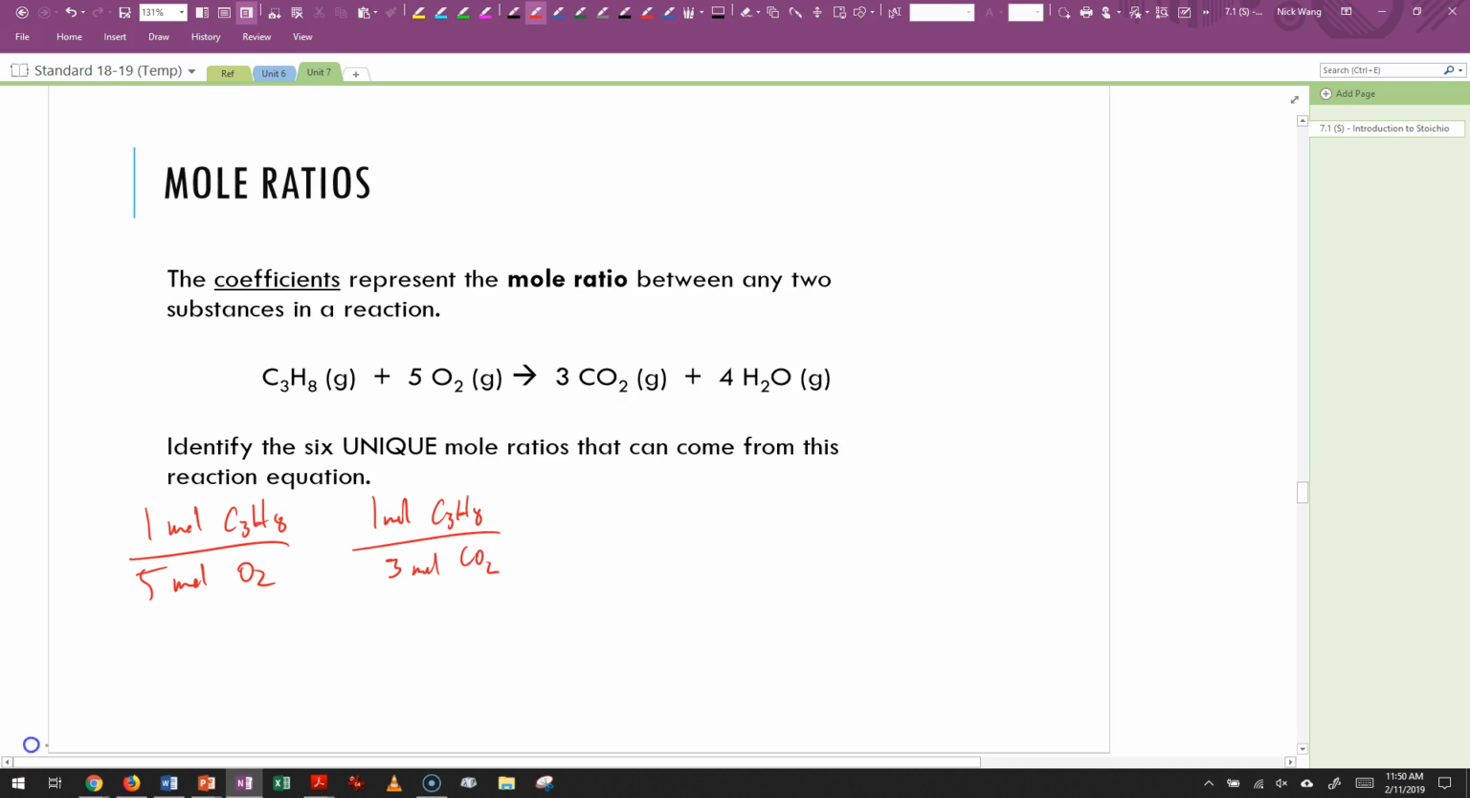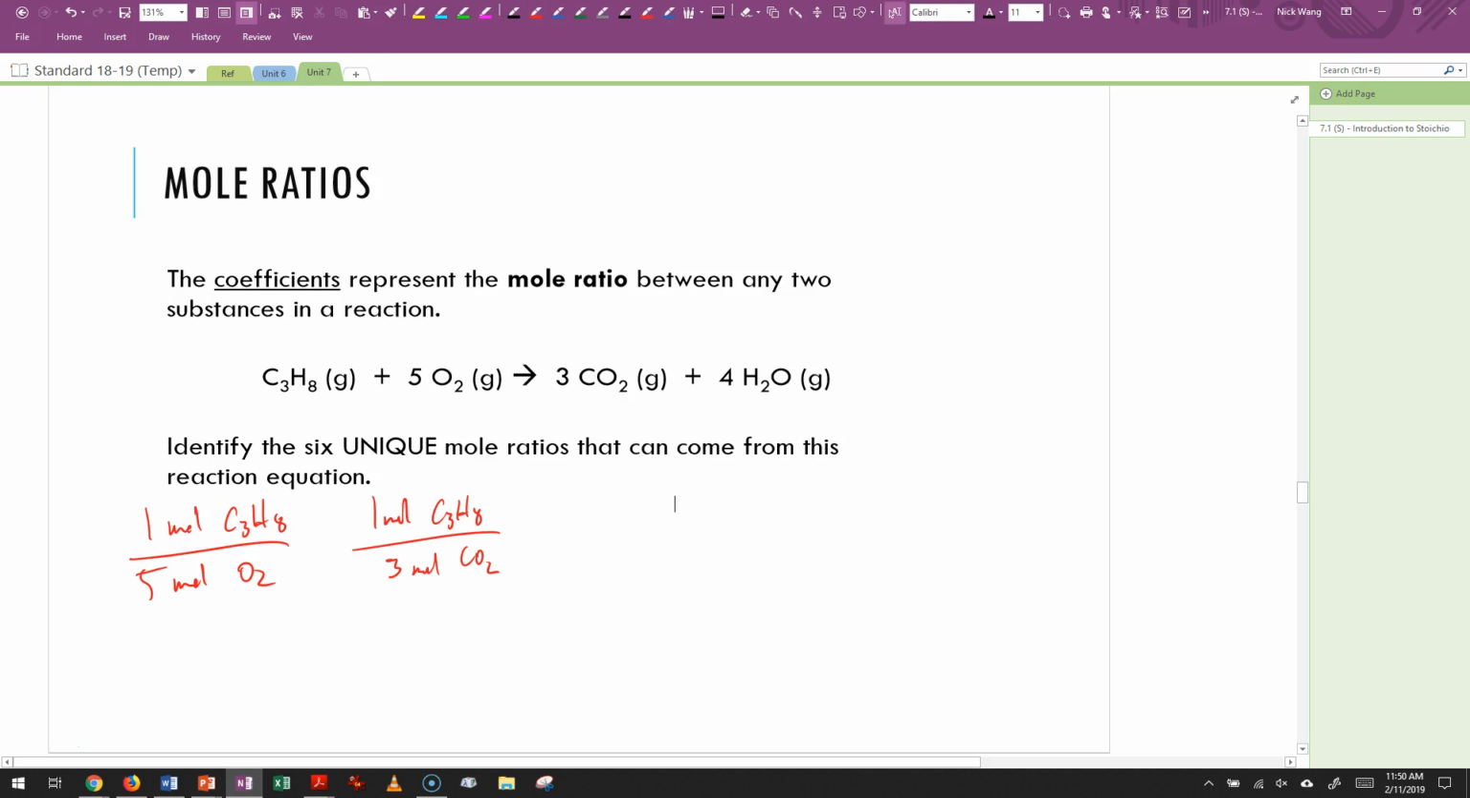I'll jot these in right now. So I went ahead and wrote 2 unique ones here. Let's start off with the first one. For every 1 mole of C3H8, there are 5 moles of O2. And do you see that? We have a 1 and a 5 that corresponds there. The next one would be between 1 mole of C3H8 and 3 moles of CO2. Right, that's a unique one.